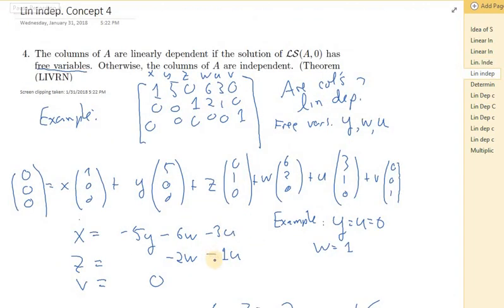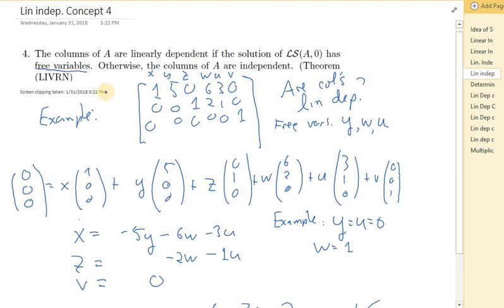Okay, concept 4. The columns of a matrix A are linearly dependent if the solution of LS(A, 0) has free variables. And I should say if and only if. Well, that's what it says. It says otherwise the columns of A are independent. So columns of A are linearly dependent if and only if the solution of LS(A, 0) has free variables.